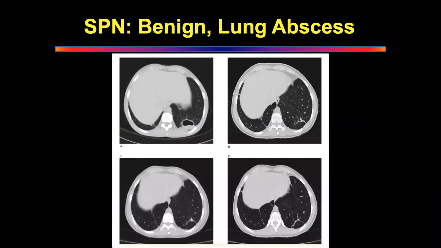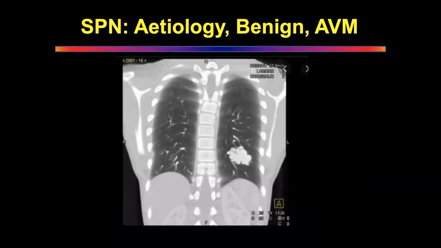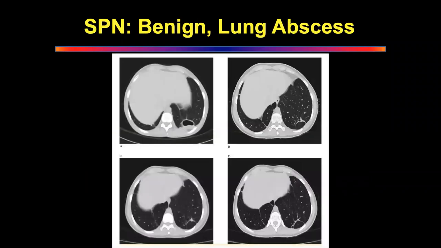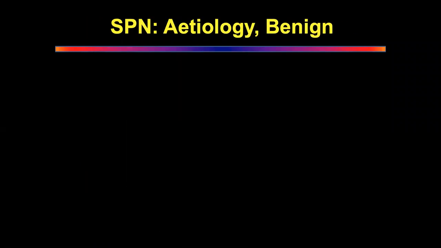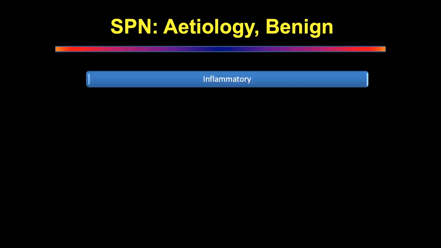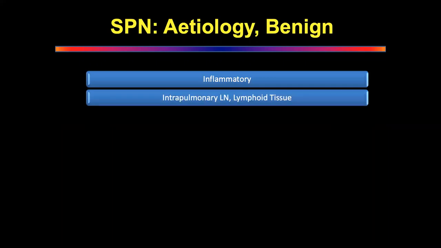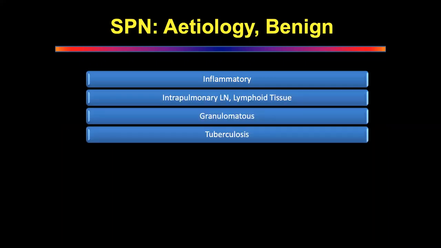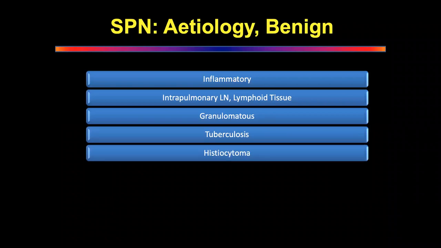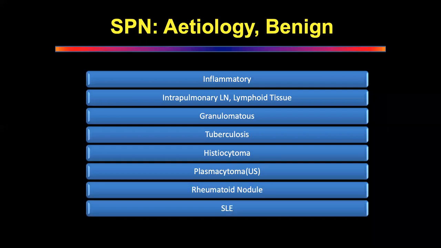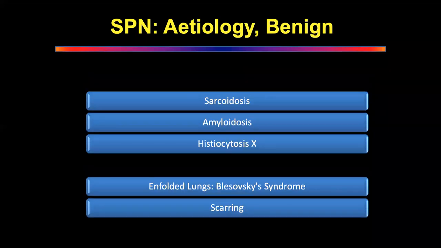This is AVM, this is lung abscess, this is AVM, okay? AV malformation, yes. Very classical. And this is lung abscess, this is aspergilloma. These other inflammatories, other benigns, I gave you the answer. So inflammatories, then they can be inflammatory lymph nodes, then granulomas, which can be tuberculosis, sarcoidosis. Yeah, histiocytomas, plasmocytomas, rheumatoids, SLEs.